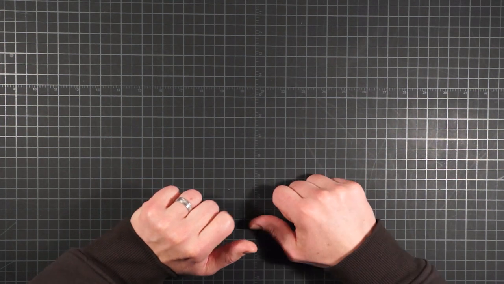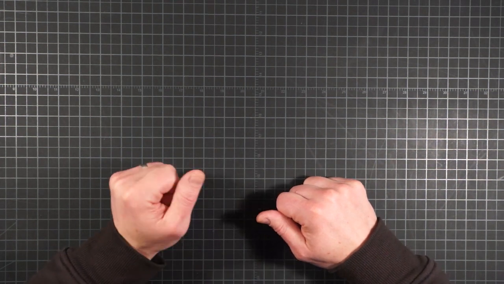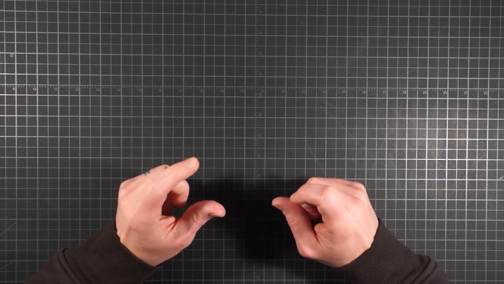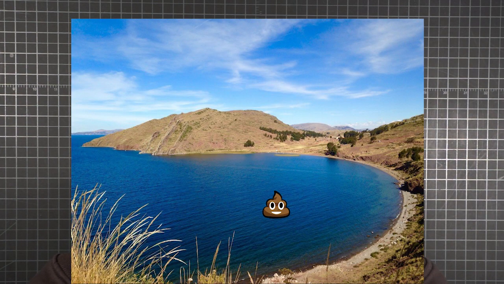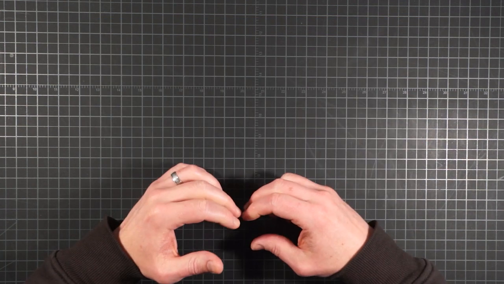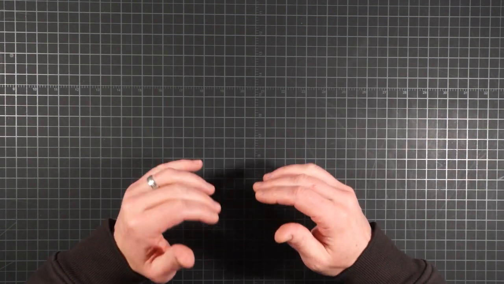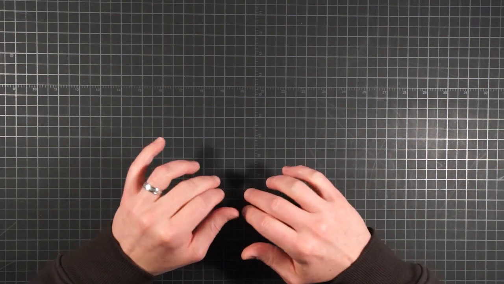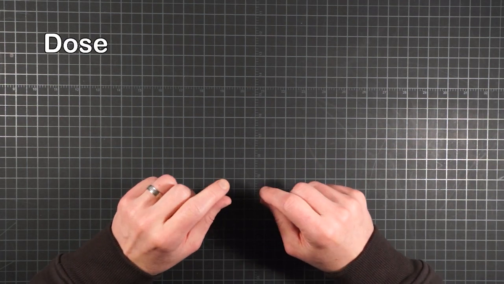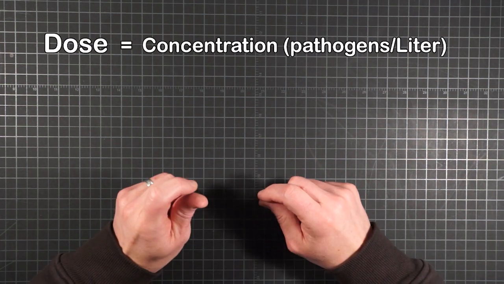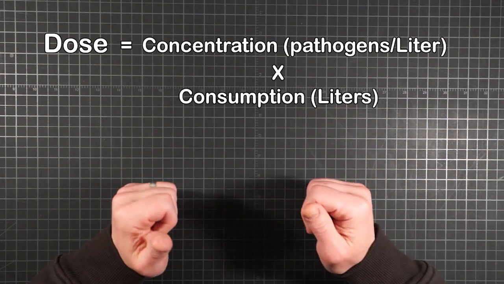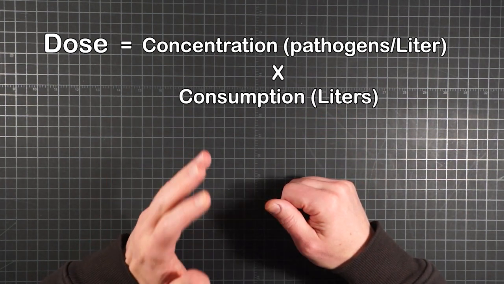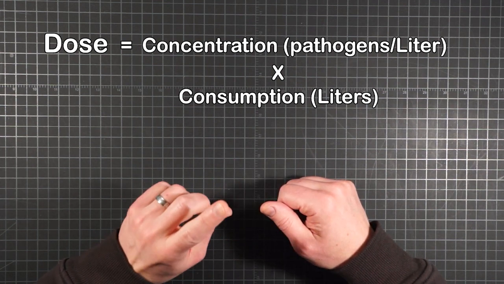But those of you treating me with the skepticism I deserve could rightly point out that I haven't yet presented enough information for a risk assessment. If I were to fling poo into Lake Titicaca, it wouldn't matter what the total deposit was, unless I were to drink the whole lake. You see, it's always a matter of dose. First, you need to know the concentration in pathogens per liter, and then you need to consider how many liters you will be drinking. Concentration times consumption will give you the dose of pathogens consumed.